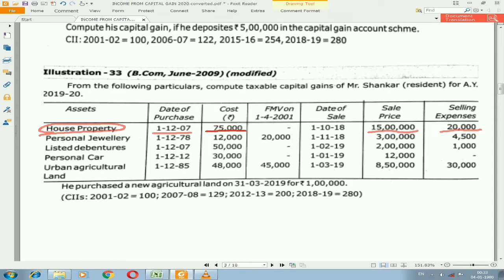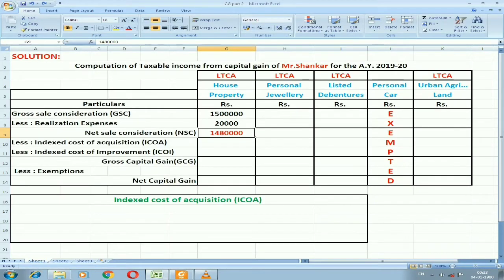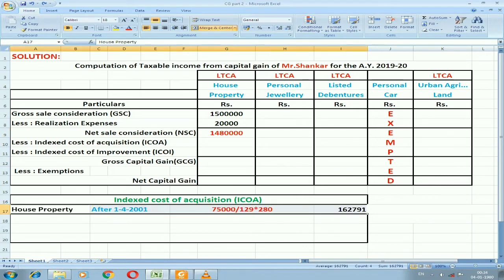Purchase cost we are supposed to take as 75,000. Then we need to divide it by the year, that is 2007-08, where we have an index number of 129. We need to multiply with the sale year, that is 2018-19, which is 280. As I have calculated in the working note, as you can see here, house property after 1/4/2001, 75,000 divided by 129 into 280, I'll get 1,62,791 as indexed cost of acquisition. So let me enter that in indexed cost of acquisition.